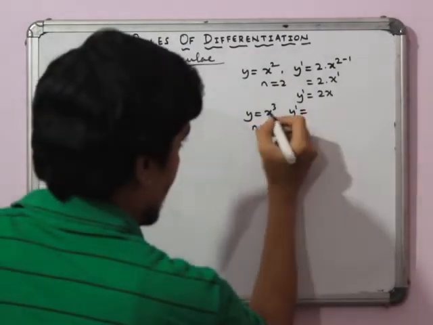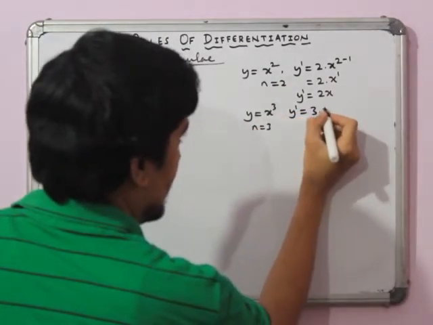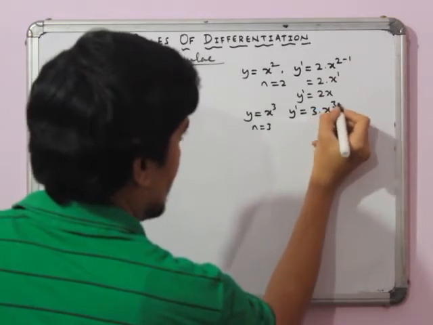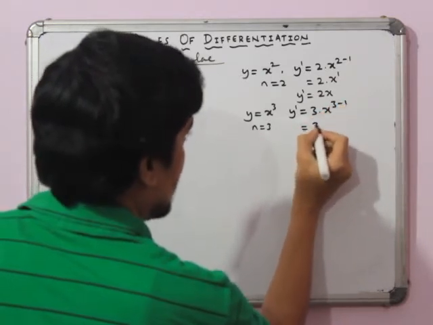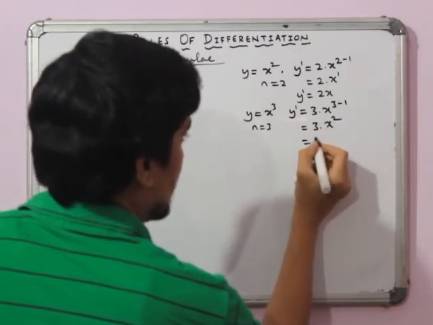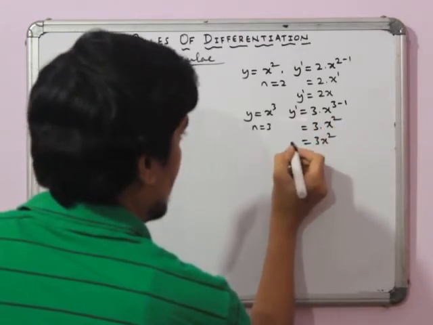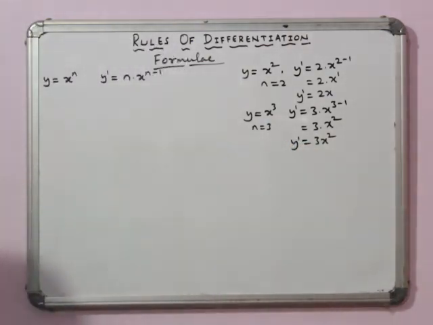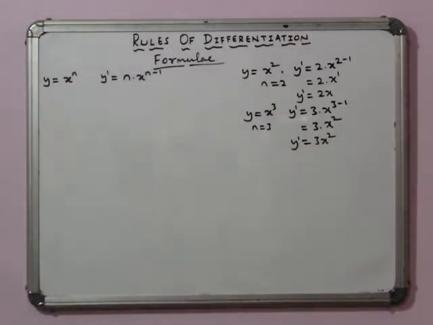That is 3 into x to the power of 3 minus 1. So 3 into 3 minus 1 is 2. So this is nothing but 3x square. y dash is equal to 3x square.